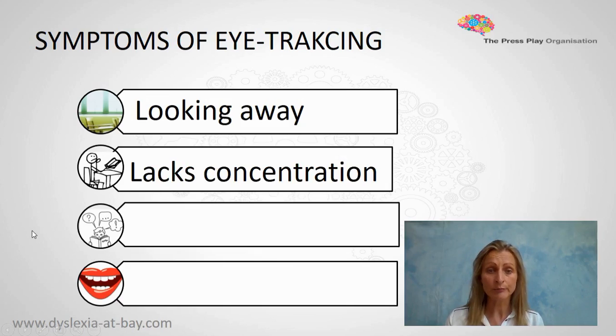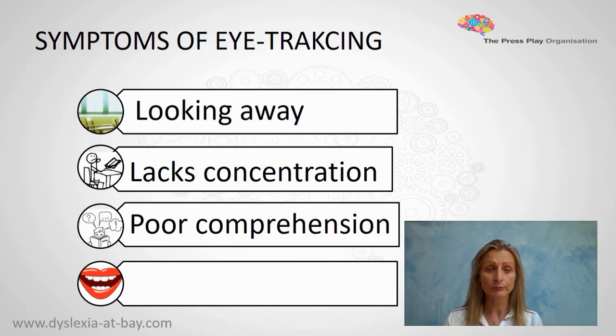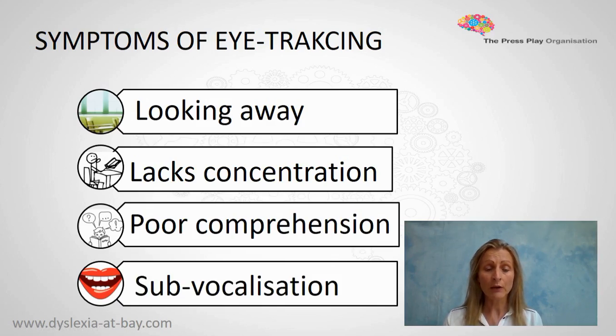Lacking concentration. Now, you've already witnessed that yourselves. Eye tracking difficulties will lead to lack of comprehension and lack of concentration very often, as we mentioned. And finally, subvocalization. Now, that is when you see somebody when they're reading to themselves and they're mouthing the words quietly. That can be evidence of somebody having eye tracking difficulties and they're struggling to make that connection.